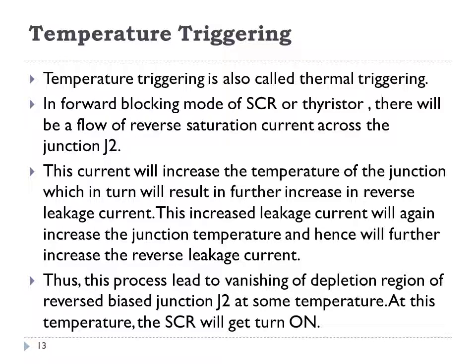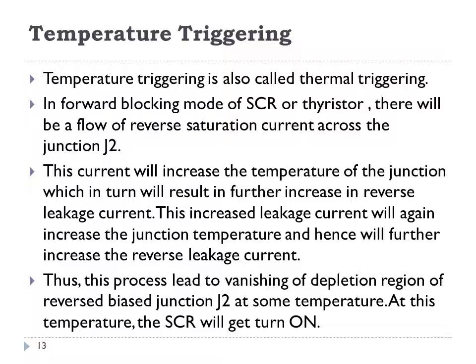Temperature triggering. It is also called thermal triggering. In the forward blocking mode, J1 and J3 will be in the forward bias condition and J2 will be in the reverse bias condition. There will be a flow of reverse saturation current across the junction J2. This will increase the temperature of the junction, which will result in a further increase in the reverse leakage current. So, due to the temperature increase, the leakage current increases.